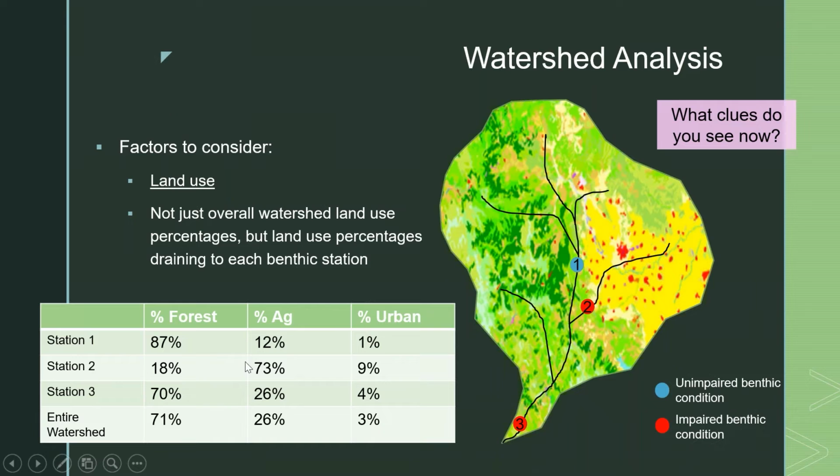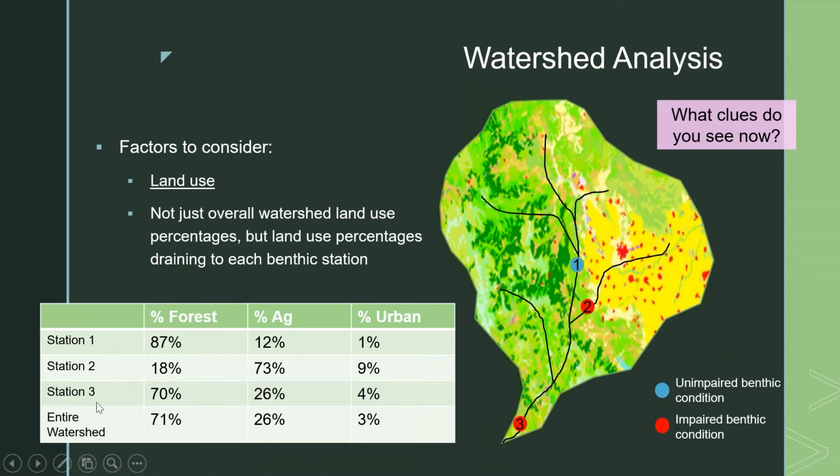If we look at station 2, very high concentration of agriculture, and you know, urban land uses are increasing there. This probably provides some indicators or some lines of evidence as to what the stressors may be. And then as we go down to station 3, what do we see? Well, we see kind of a combination of what occurred at station 1 and station 2, right? A little less forest, a little more ag than station 1, a little more urban than station 1, but not quite as developed as station 2.